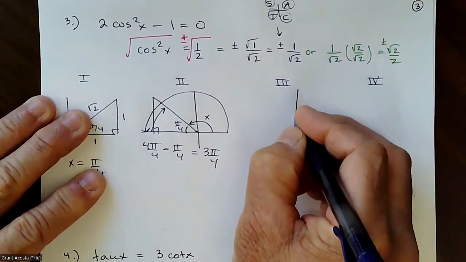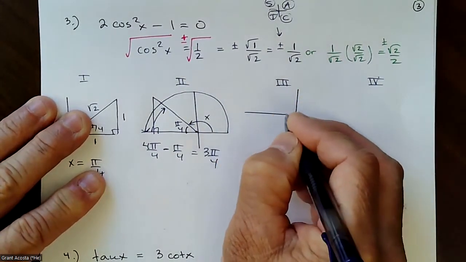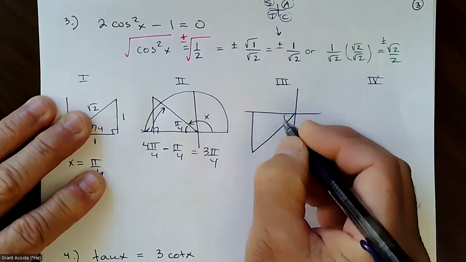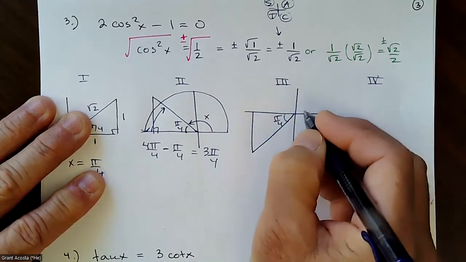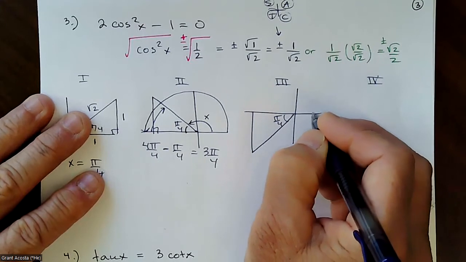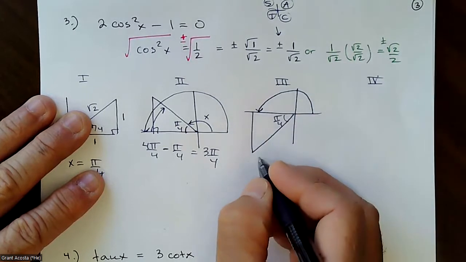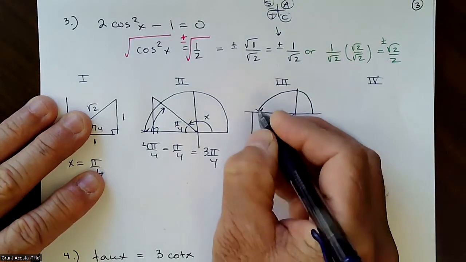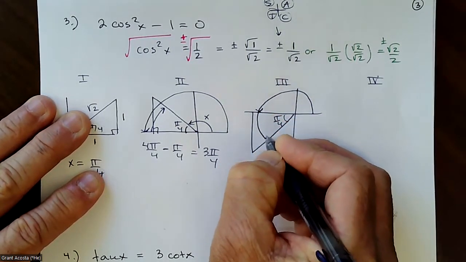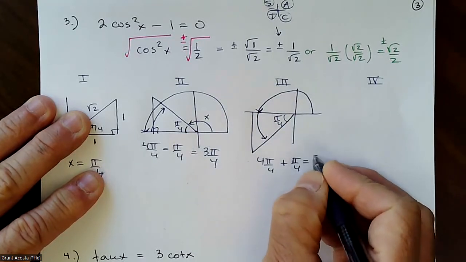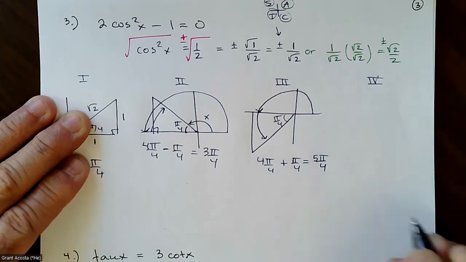Third quadrant, same triangle. That's pi over 4. To get it, though, I have to go all the way around here. So just like I did in the last one, that is also 4 pi over 4. But this time I'm going to keep going, meaning I'm going to add pi over 4. So that gives me 5 pi over 4.